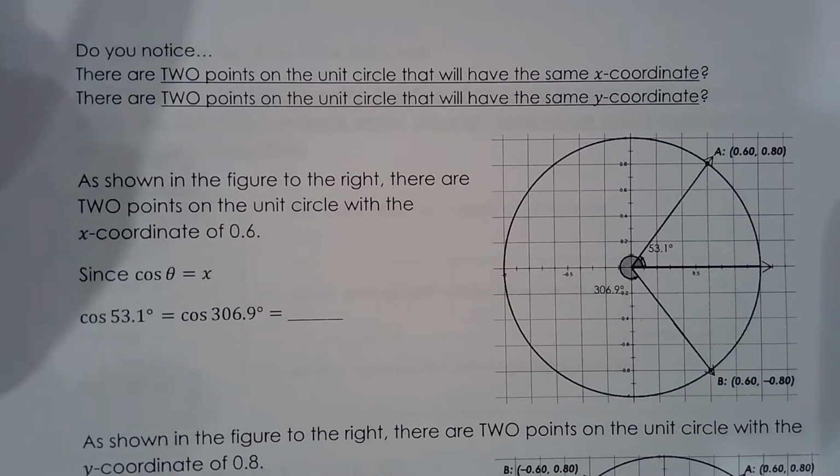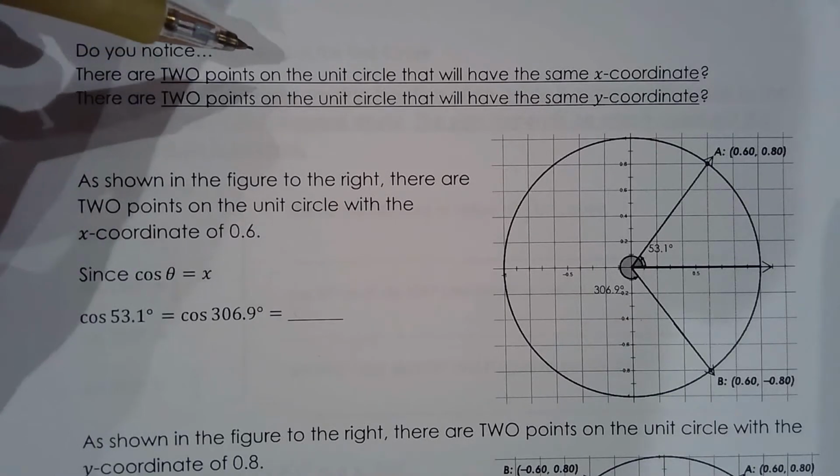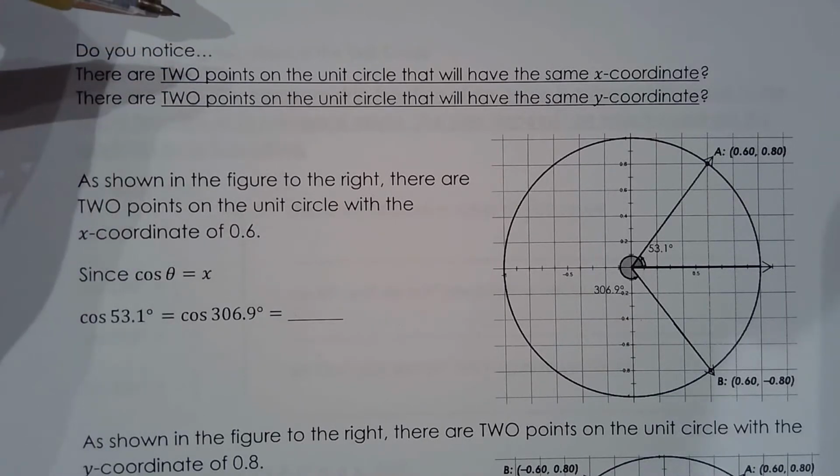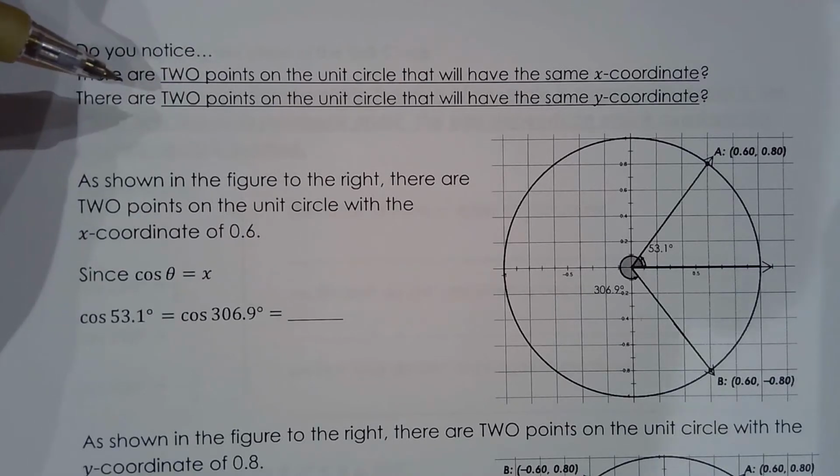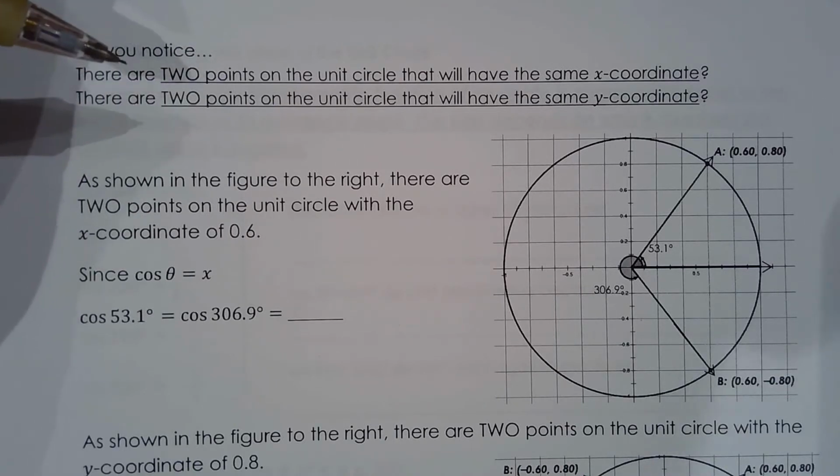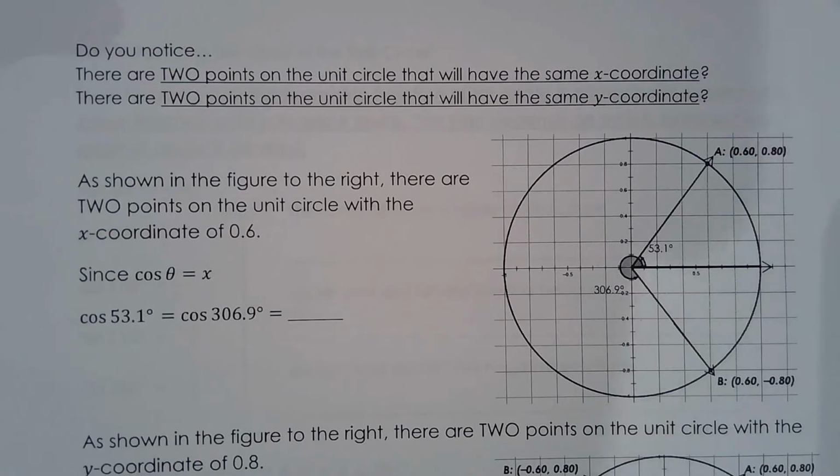Now we will look at another relationship between the trigonometric ratios using the unit circle. I started off by writing out that there are 2 points on the unit circle that will have the same x-coordinate, and there are 2 points on the unit circle that will have the same y-coordinate. That makes sense based on the symmetry of a circle, but just in case you don't see that relationship, I've provided some diagrams here for you.